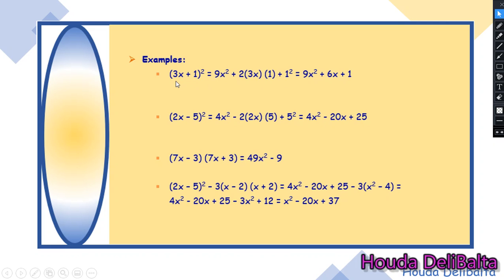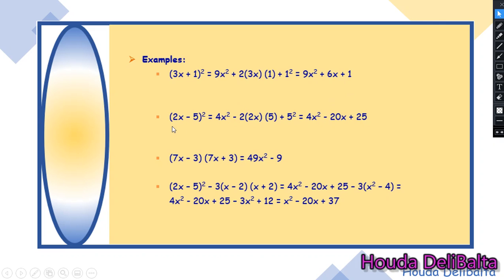So the first term is 3x, then squaring of the first term is 9x squared, plus, because in the middle there is a plus sign, so we put a plus sign, 2, this is from the property, times the first term, multiplied by the second one, and then I will get 6x, plus 1 squared, and the final result is 9x squared plus 6x plus 1, and we stop here.